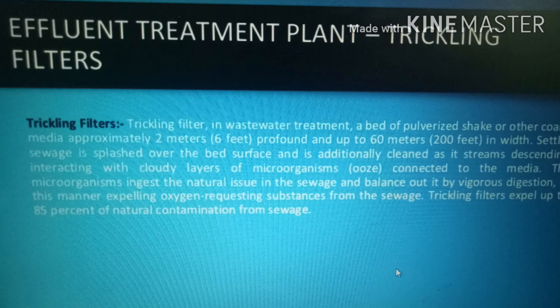Settled sewage is sprayed over the bed surface and is further cleaned as it flows downward, interacting with slimy layers of microorganisms attached to the media. The microorganisms absorb the organic matter in the sewage and stabilize it by aerobic digestion. In this manner, removing oxygen-demanding substances from the sewage, trickling filters remove up to 85% of organic pollution from sewage.